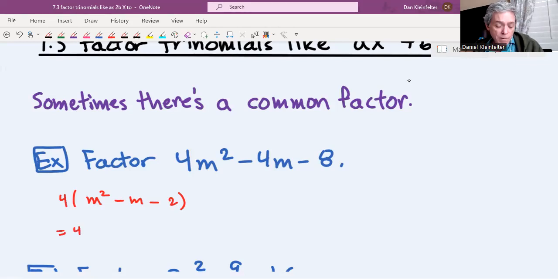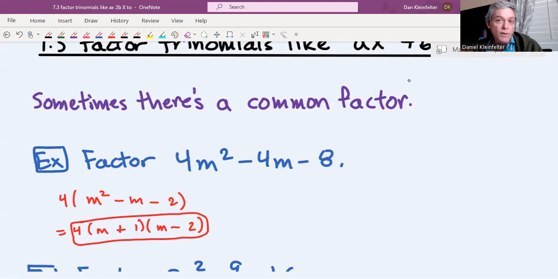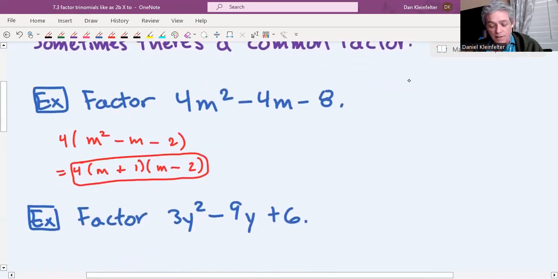And then we need a product of these two binomials. We need two numbers that multiply to negative 2. They're going to be different in sign, and they need to add up to negative 1. So negative 2 and positive 1 will do the trick. By the way, be careful that you don't get so focused on factoring those binomials that you forget the 4. It is an important part of the factorization. So that will be our full answer. So we've factored out a common factor.